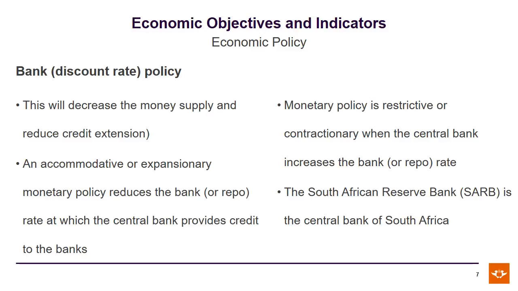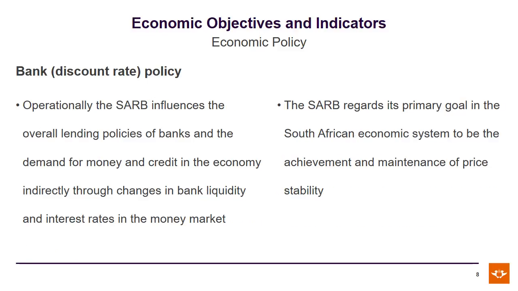As mentioned previously, the South African Reserve Bank is the central bank of South Africa. So here in South Africa, the South African Reserve Bank influences the overall lending policies of banks and the demand for money and the amount of credit in the economy indirectly through changes in banks' liquidity and interest rates in the money market. And the primary goal of the Reserve Bank is to achieve and maintain price stability.